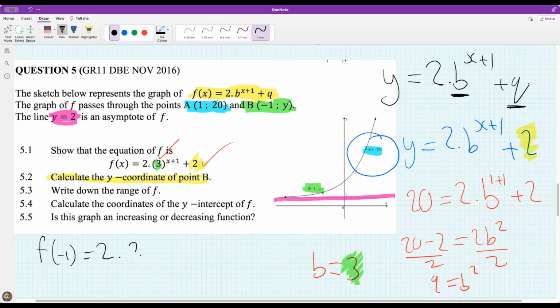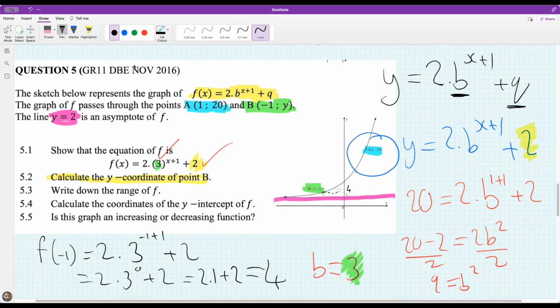So where there's an x, we put a -1. Then 3 to the -1 plus 1 is 0. So we get that, which is 2 times 1 plus 2, which is 4. So the value of the y coordinate is 4, or another way to think about it is that it's in line with 4 over there.